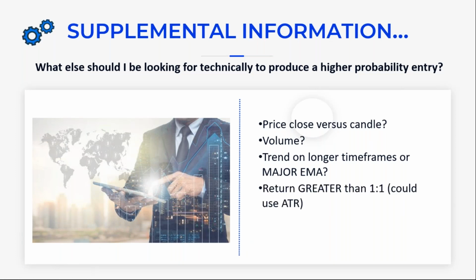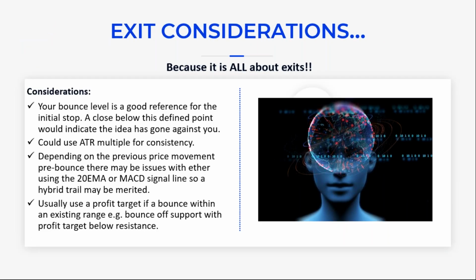And then, of course, we want greater than 1-to-1 potential risk-reward ratio, and we could use the ATR for that. Now, exit considerations, because, of course, it's all about exits. First of all, your bounce level is a great reference for the initial stop. You need to define how far below that is, and you could use an ATR multiple. So you could say, right, 1 ATR below that, anytime touch, and I'm out of there, or maybe even 1.5 below entry. Whichever way you choose, it's got to be below that defined point, because there's every chance, even with a bounce strategy, that it's going to come back down and test that level again before it subsequently goes up.